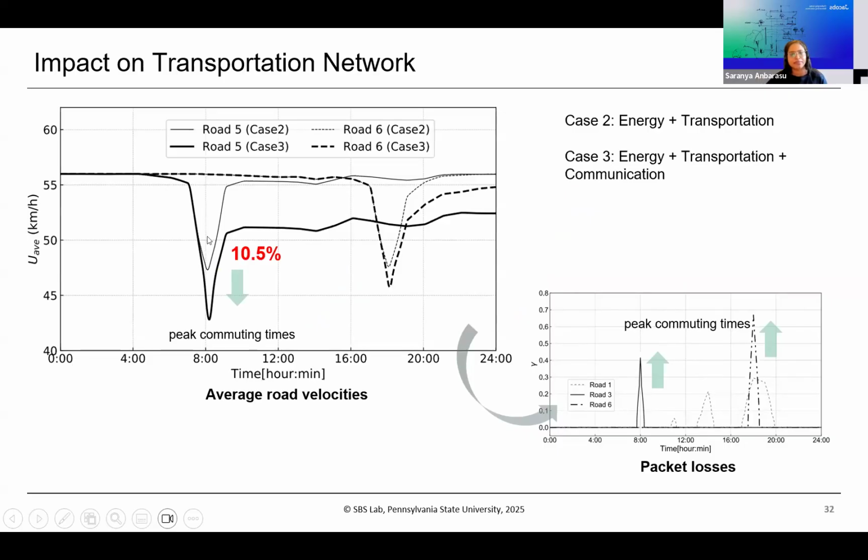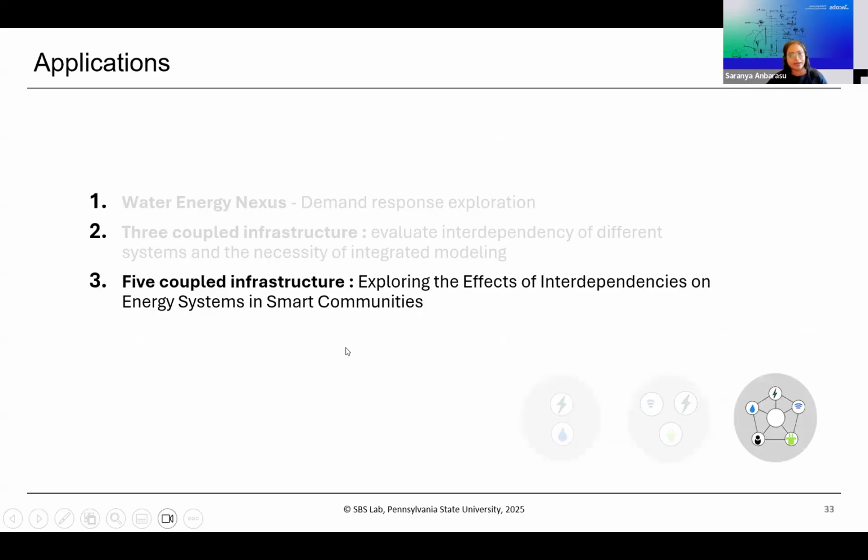So what we were seeing is that on the transportation network, because of coupling three systems, the peak commute and the average road velocities dropped even further because there was more congestion and a lack of trip routing decisions, because of the communication packets peaking at all these times. Because of that, we were also seeing more travel times on the roads because of the reduced average velocities. So this reinforces that if you want to model these integrated communities, all these dependencies must be considered. That was what the second application emphasized.